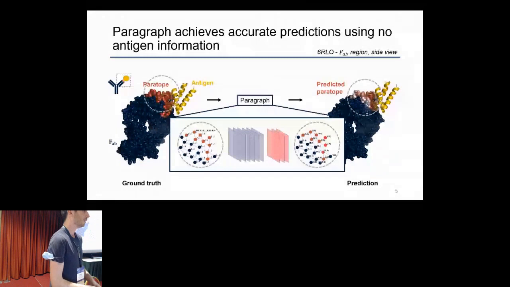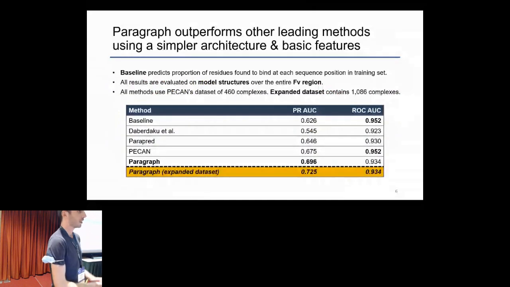So there are some gains to be made, but there are inevitably some losses in this approximation. So that's the qualitative power of Paragraph. And now this is just showing how Paragraph stacks up against some existing paratope prediction methods. I won't go into these other methods in detail, but I will go into our baseline. Our baseline is super simple.